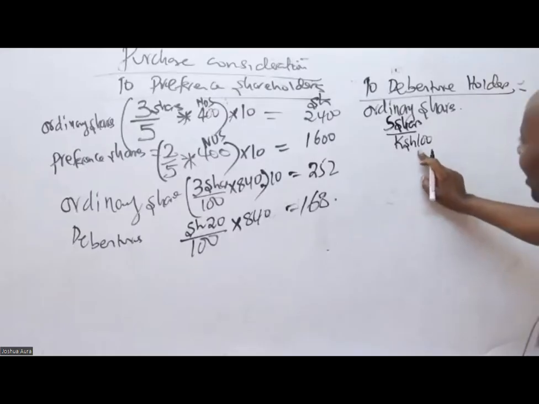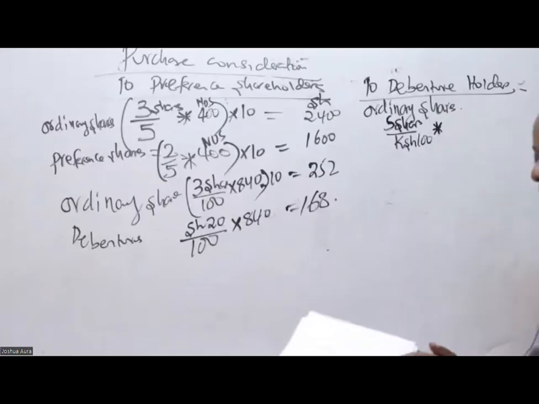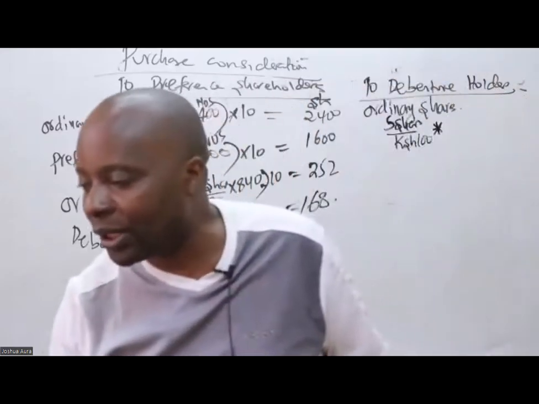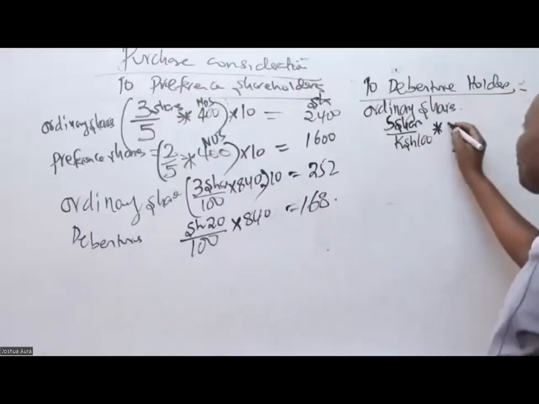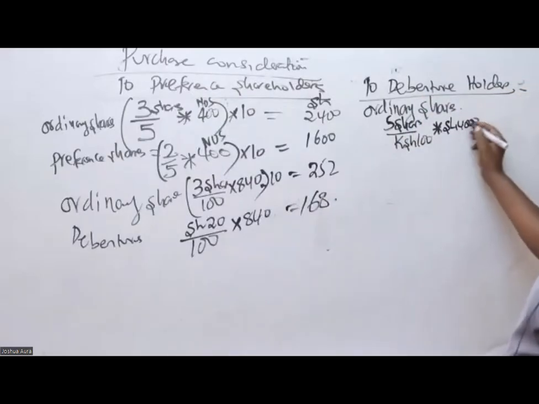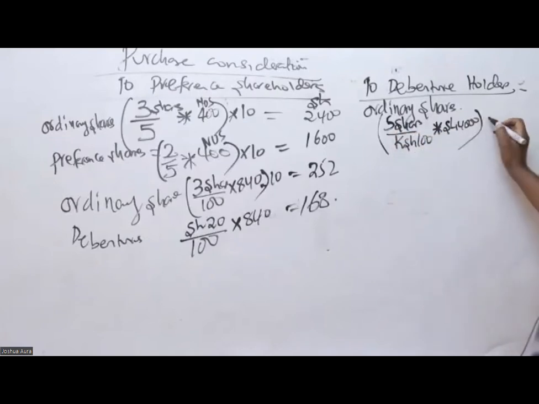So please tell me, what is the total debenture amount outstanding? It's here. It's 4,000. Total amount outstanding there is shillings 4,000. So these shillings here will be knocking against these shillings, so that in total I'll be getting the number of shares. So then I will need the par value. The par value per share they have told me is 10.